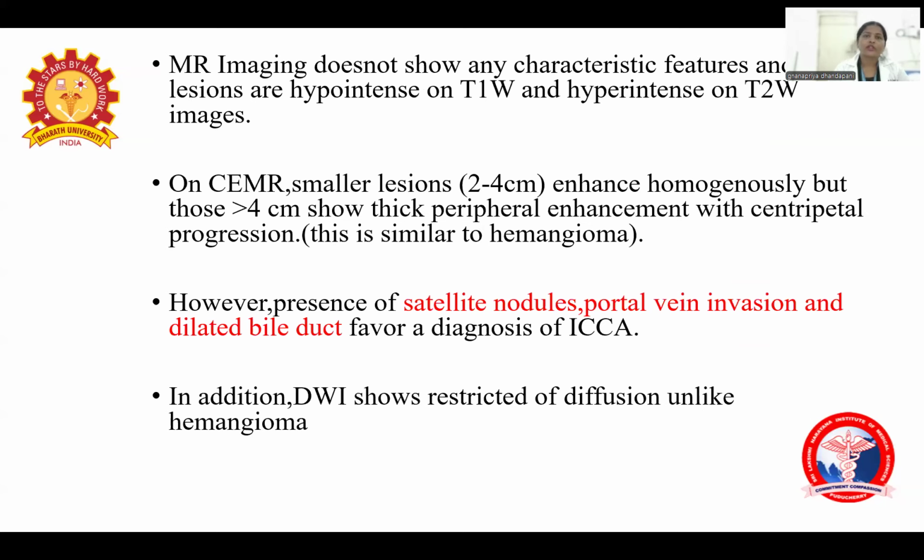So MR imaging does not show any characteristic features, and the lesions are usually hypointense on T1 and hyperintense on T2. Smaller lesions, which are 2 to 4 cm, enhance homogeneously, but lesions more than 4 cm show a thick peripheral enhancement with centripetal progression. However, the presence of satellite nodules, portal vein invasion, and dilated bile duct favor a diagnosis of intrahepatic cholangiocarcinoma rather than hemangioma. Also, in diffusion weighted images, they show diffusion restriction unlike hemangioma.